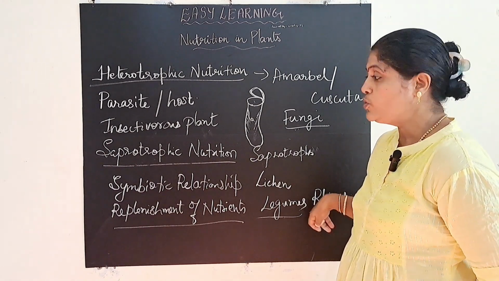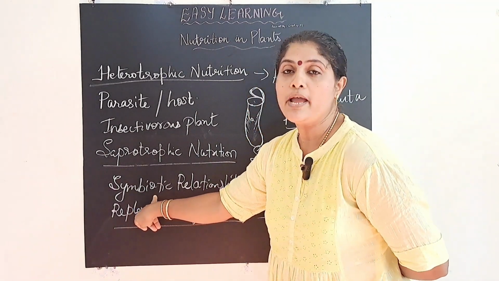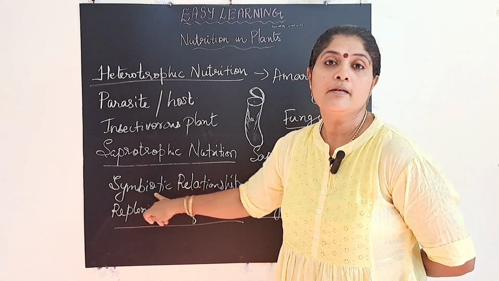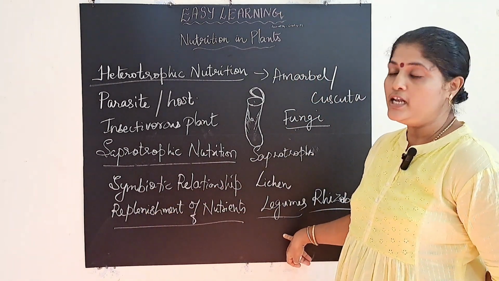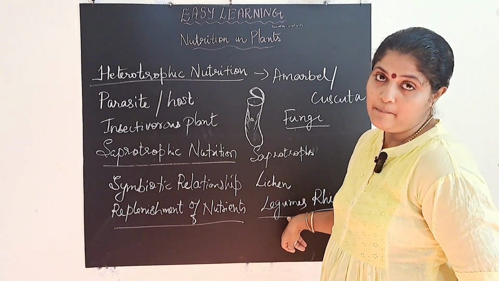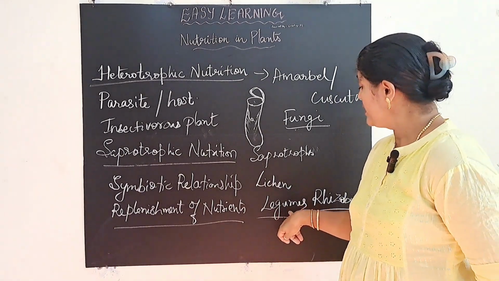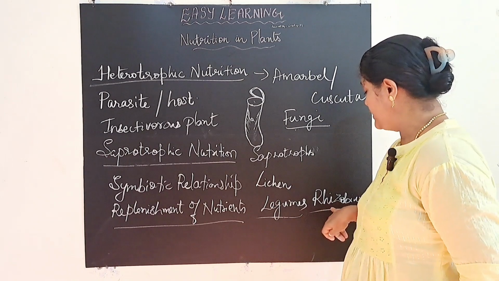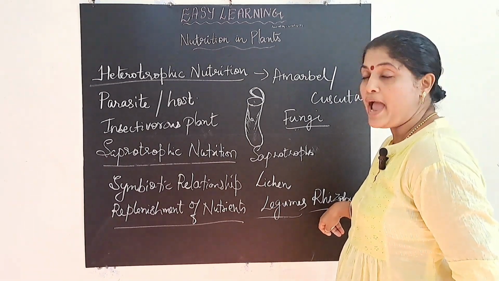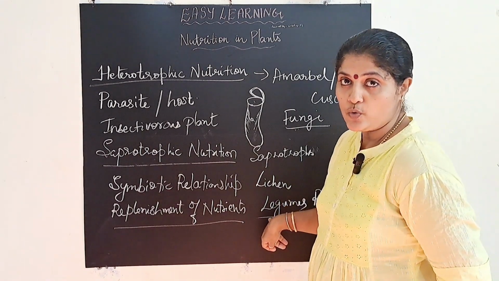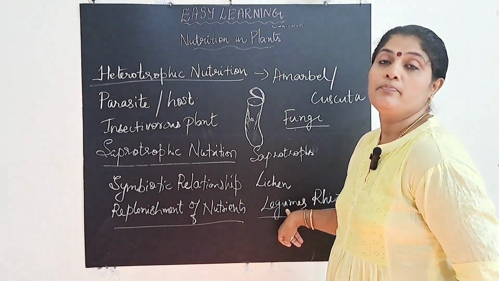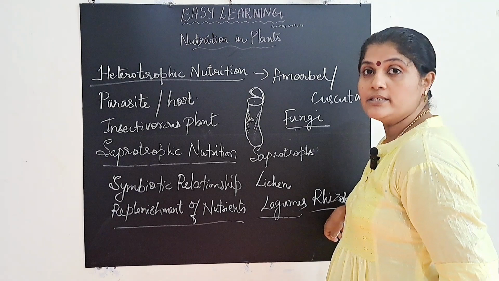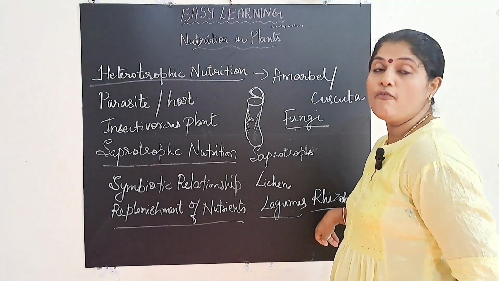So it undergoes what type of relationship? The symbiotic relationship. This bacteria is present in the root nodules of the leguminous plants like gram, dals, etc. So in the root nodules of the leguminous plant, this bacteria is present. This bacteria helps the plants by providing the nutrients, and at the same time, the plant provides nutrients to the bacteria for its survival.